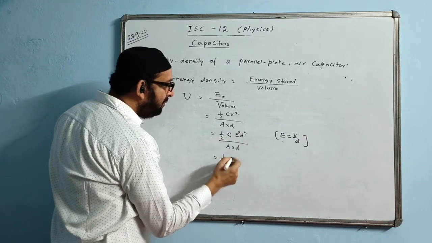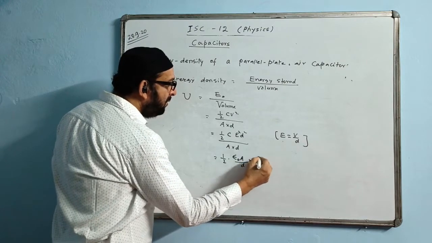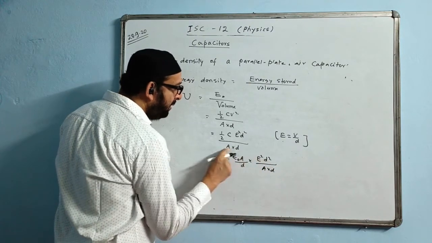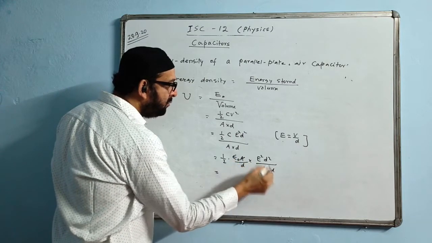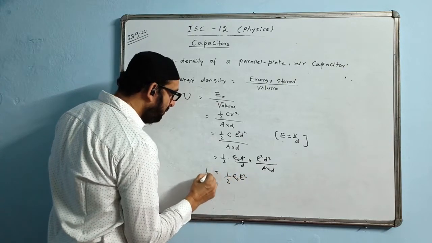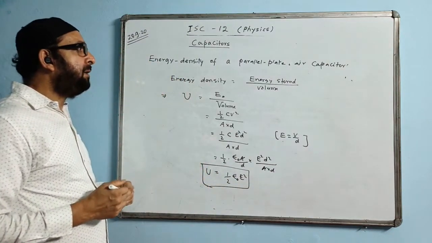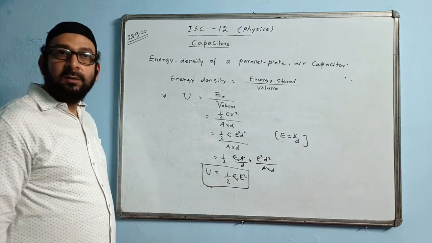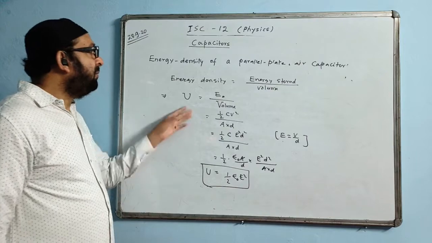And we put the value of C. The value of C of a parallel plate air capacitor is epsilon naught A by d, into E squared d squared divided by A into d. Now you can cancel and check what results come out. A and A cancel, d squared also cancels. So your answer becomes half epsilon naught E squared. So the energy density of an air parallel plate capacitor is U equal to half epsilon naught E squared. This is the formula of energy density.